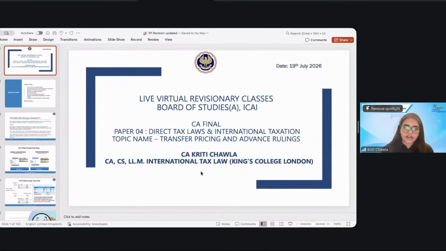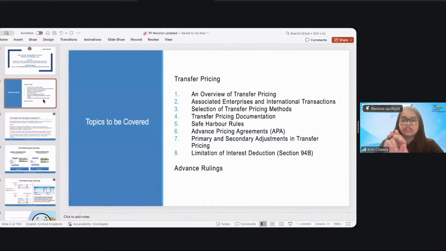I am Kriti Chawla and today we will be talking on the topic transfer pricing and advance ruling. This topic is part of paper 4, which is direct tax laws and international taxation. So as far as this particular presentation is concerned, we will be concentrating on two major topics right here. It's going to be transfer pricing and then advance ruling.